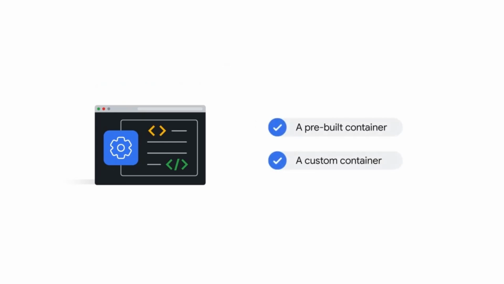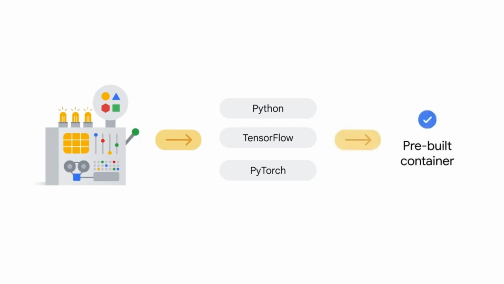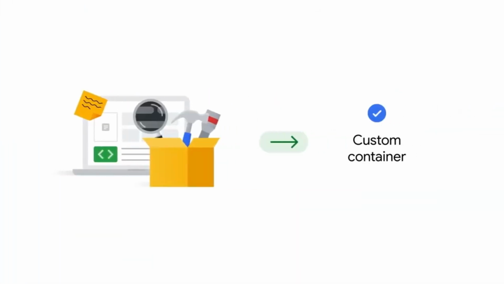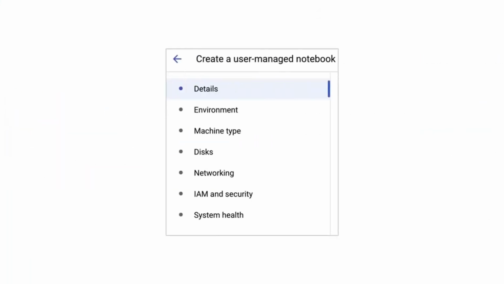There are two options, a pre-built container or a custom container. A pre-built container is like a furnished kitchen with cabinets, appliances, and cookware. So if your ML training needs a platform like Python, TensorFlow, and PyTorch, and you're not particular about the underlying infrastructure to run on, or to use our kitchen analogy, which oven or knife you use, a pre-built container is probably your best choice. A custom container, alternatively, is like an empty room. You define the exact appliances and tools that you prefer to cook with. That means you must determine the details like the environment, machine type, and disks when creating the custom container.